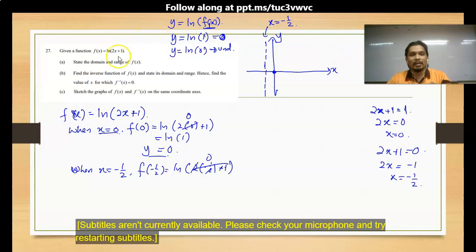So natural log of 2x plus 1 here, intersection point on the right side of this vertical asymptote. So the graph will be something like this. There you go.